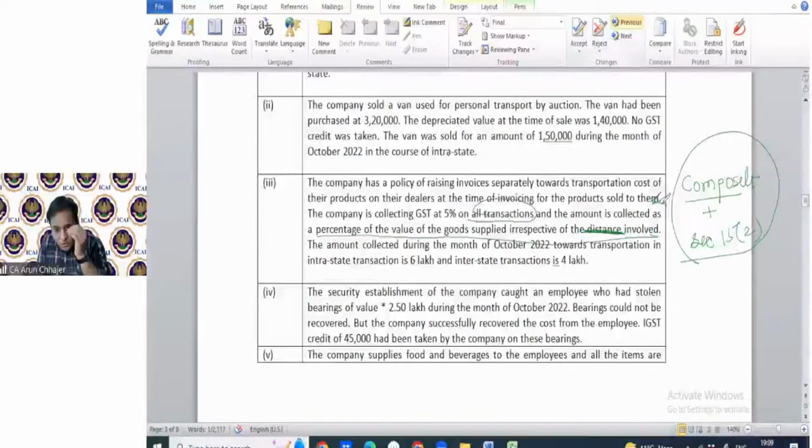Now, if I have included it in the value, will it be a composite supply? Will it be a mixed supply? It will be decided according to section 8. Section 8, the taxability of composite supply and mixed supply. Suppose I have collected the transportation charges from my customer for my value of the goods because of a certain percentage. And I can say that because it is not linked to the distance, therefore it is not in the nature of GTA service.